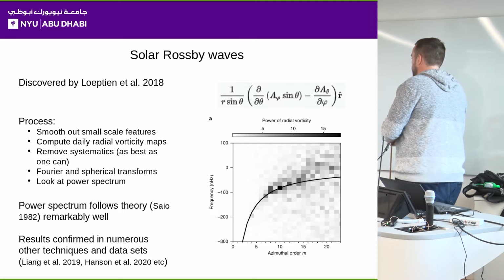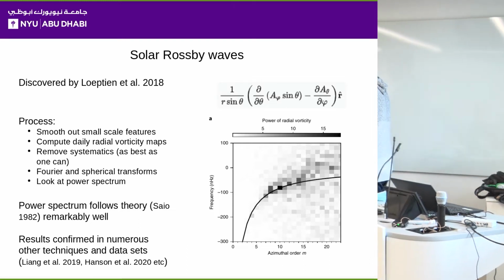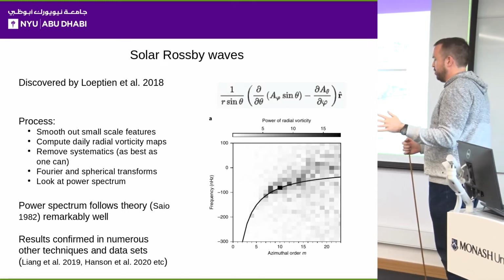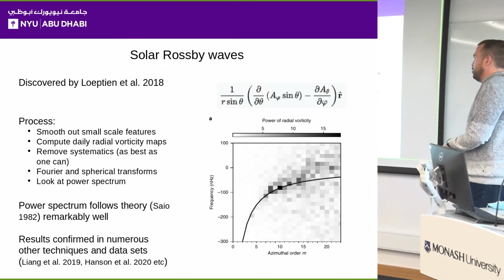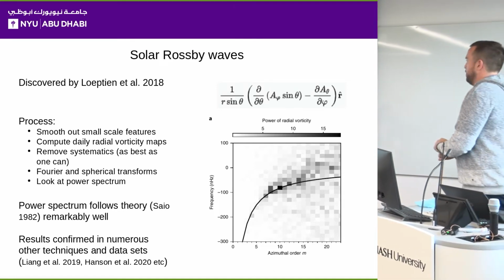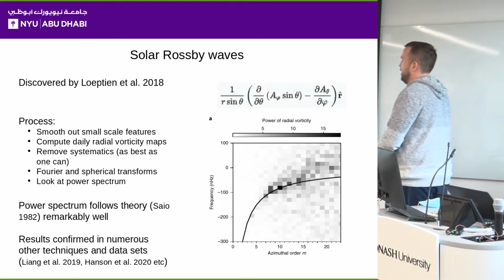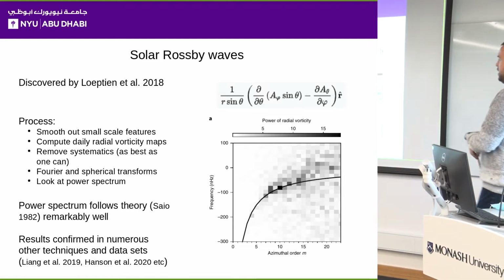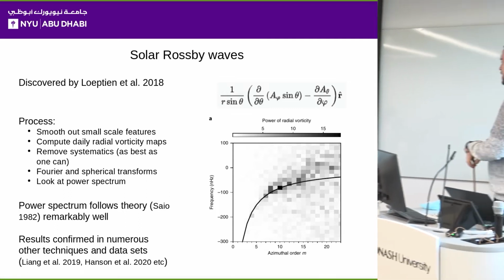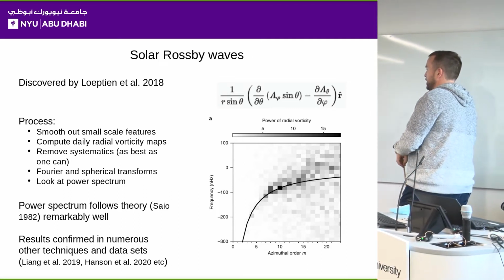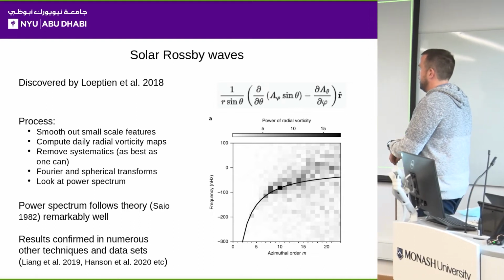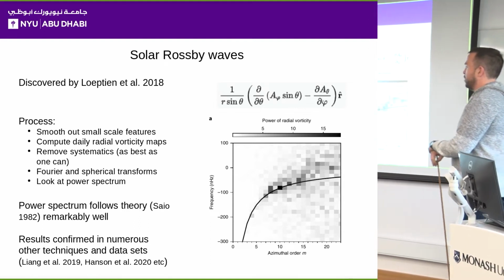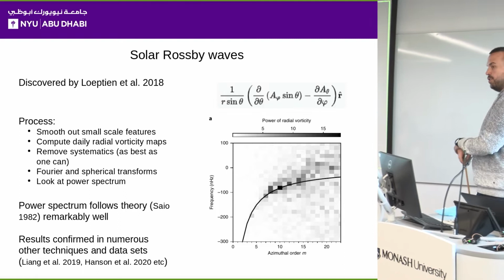Okay, so solar Rossby waves, we see them on Earth. They have been seen in Jupiter, or at least loosely seen in Jupiter. And we know they should exist in stellar bodies. So the question is, do they exist in the Sun? In 2018, a team at Max Planck discovered solar Rossby waves.